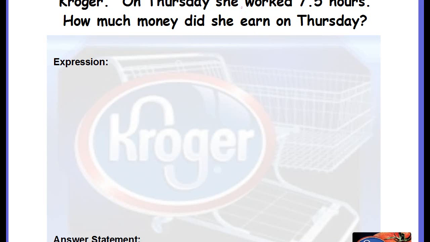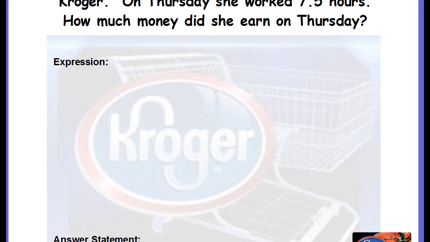Jordan makes $7.65 per hour working at Kroger. On Thursday, she worked 7 5/10 hours. How much money did she earn on Thursday? Okay, we know this is multiplication because that's what we're doing, but look for that clue word. Which word tells you to multiply? Did you see the per? Per means you're going to multiply.